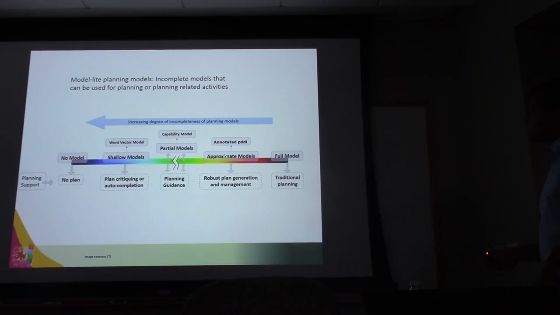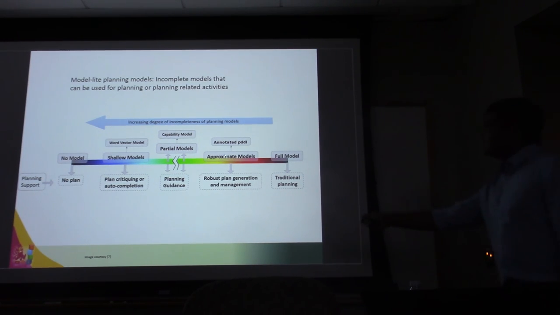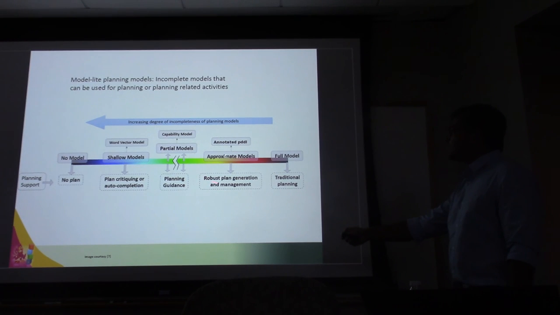So here is this spectrum of possible models. On one end, you have the full model, which is used in traditional planning. And on the other end, you have nothing. There's no information at all, and you can do nothing with that. But in the middle, you can see a number of increasingly incomplete models that are still useful, like these approximate models, which can be used for robust plan generation, which we'll see later on.